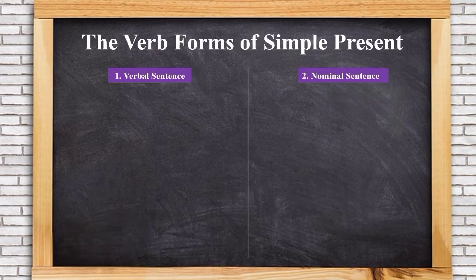In this part, I will explain about the verb forms of simple present tense. The verb forms of simple present tense divided into 2. Main verb and auxiliary verb. The sentence that uses the main verb as its part is called verbal sentence. The sentence that uses the auxiliary verb as its part is called nominal sentence.